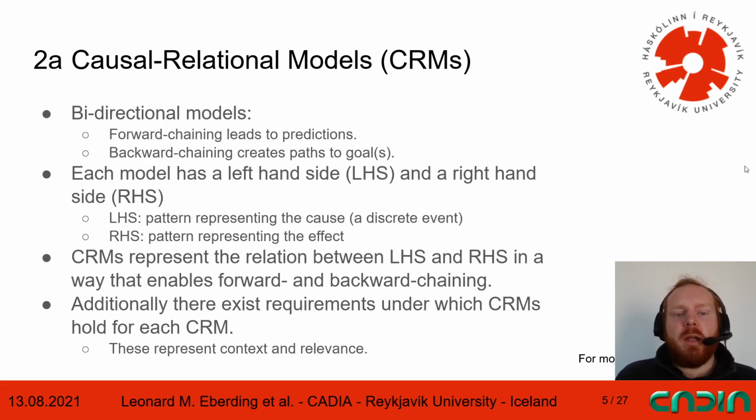To describe the causal relations in an environment, we use causal relational models, or CRMs, which are bidirectional models. They provide the ability to forward chain to do predictions, or backward chain to create paths to goals. Each of those CRMs is a relation between two different patterns on the left-hand side and right-hand side of this model. The left-hand side is a pattern representing the cause, which is usually a discrete event, like a change in a variable value. And the right-hand side is a pattern representing the effect. The CRM itself then represents the relation between the left-hand side pattern and the right-hand side pattern in such a way that it enables this bidirectional usage of forward and backward chaining.